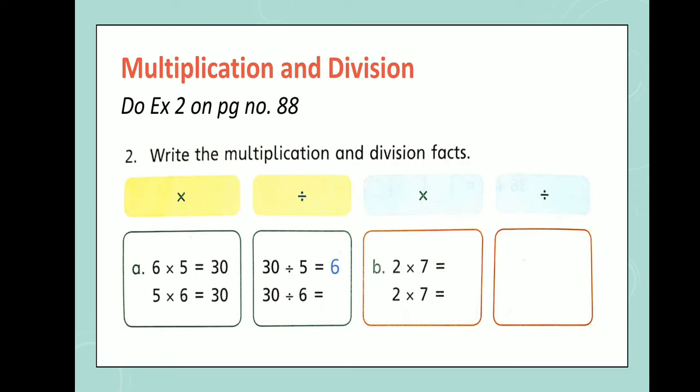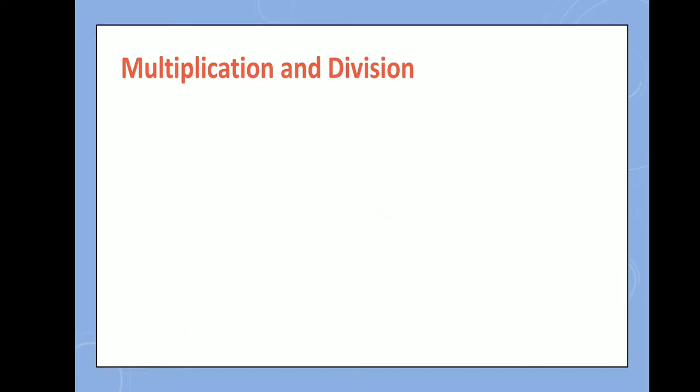30 divided by 5 is equal to 6 and 30 divided by 6 is equal to 5. 2 multiplied by 7 is equal to 14 and 7 multiplied by 2 is equal to 14. 14 divided by 2 is equal to 7 and 14 divided by 7 is equal to 2.